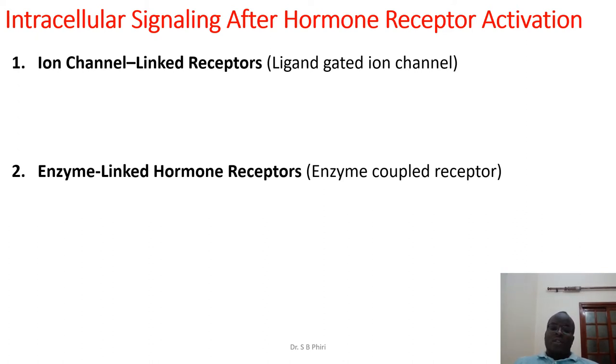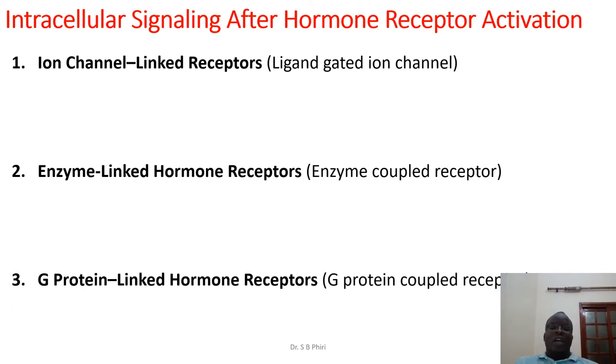Then the other ones are more complicated, but they are quite interesting because most of the students will still understand how they operate. The G protein linked hormone receptors, also referred to as G protein coupled receptors. When we were discussing muscle physiology, especially smooth muscle cell contraction, we discussed the G protein coupled receptors. We said these are the receptors that will be activated by neurotransmitters that are stimulating smooth muscle contraction.